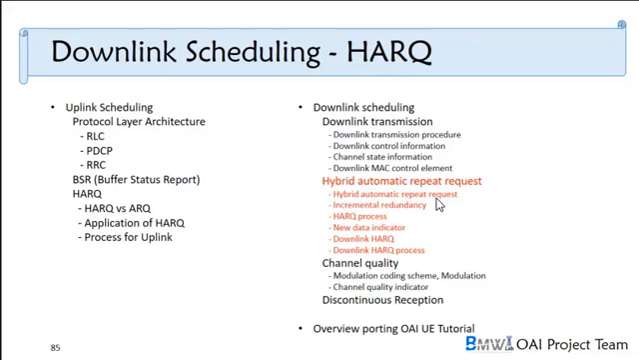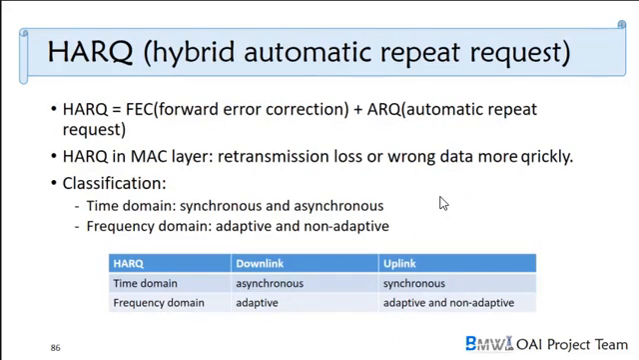And next is the HARQ. HARQ is the combination of forward error correction and automatic repeat request. And this can be classified in the time domain and over the frequency domain. And downlink is synchronous and adaptive, and uplink is synchronous and adaptive and non-adaptive.